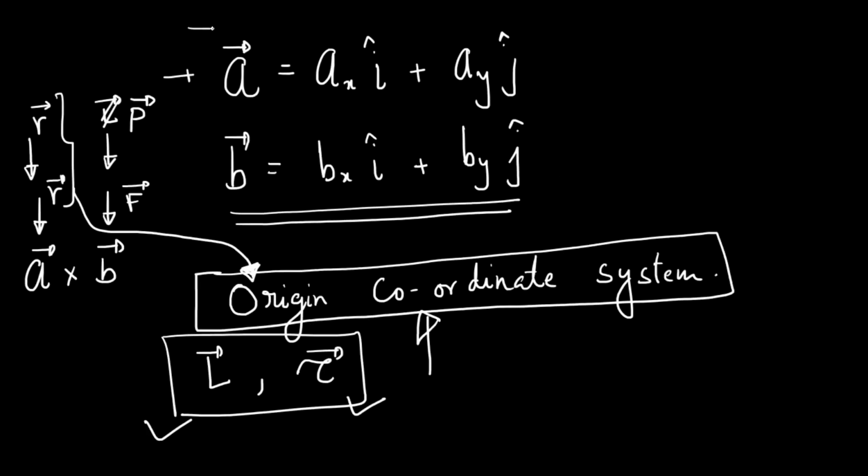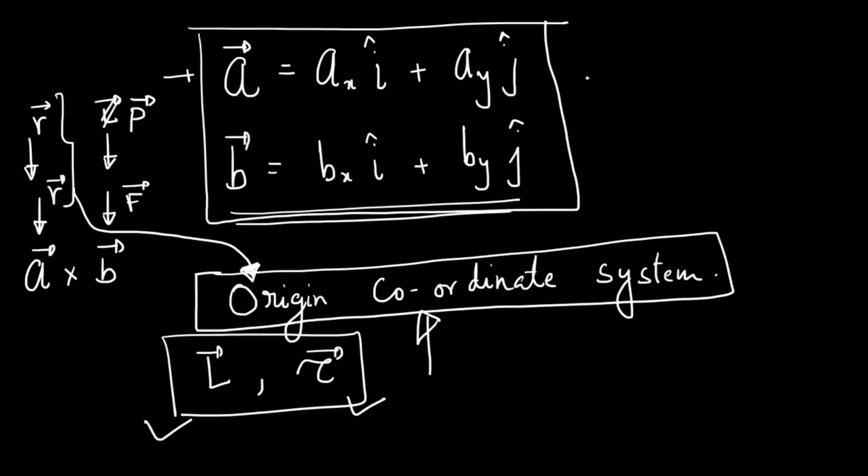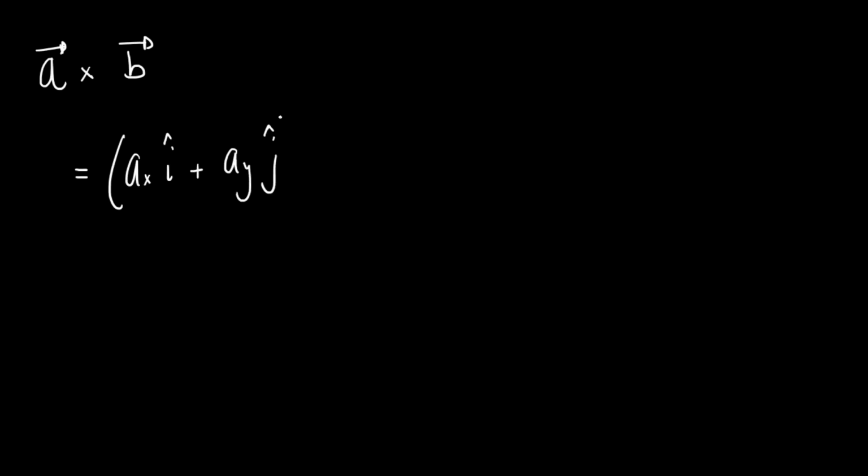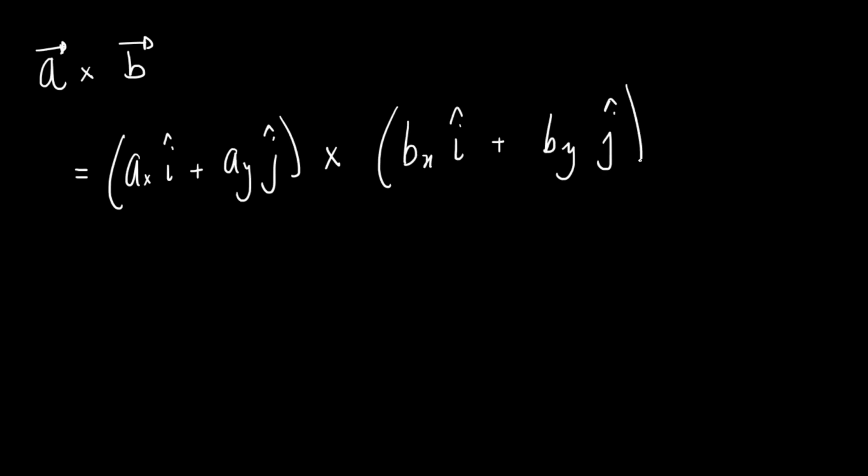So we're all set. Once the coordinate system is fixed, once the origin is fixed, you know what A is, you know what B is, and you're ready to go. So the question is, what is A cross B? This is equal to AXi plus AYj cross BXi plus BYj, and once again the same thing that we did last time.